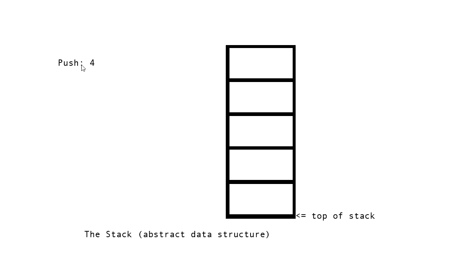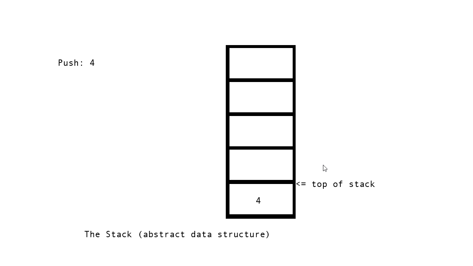In this example, we're going to push 4. What happens is the 4 is going to get put at the top of the stack, so that is this first empty box, and then the top of the stack is going to move up to point at the next empty one. So that looks like this. The 4 goes in, and the pointer goes up.